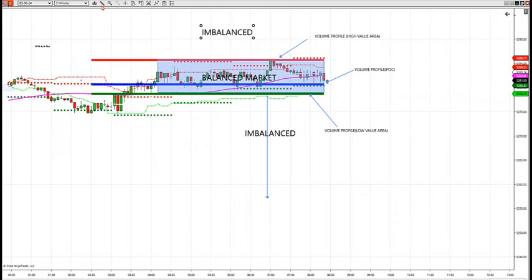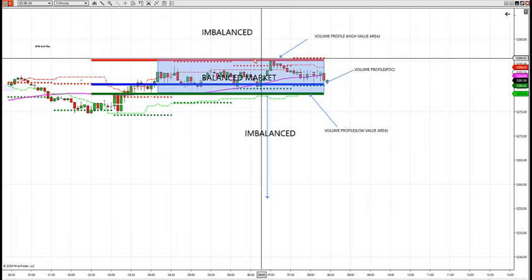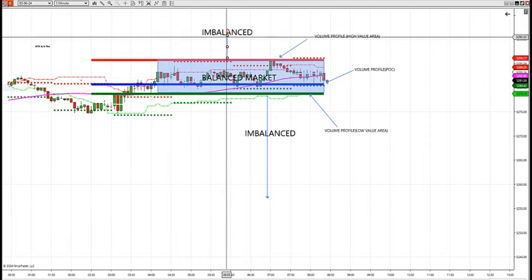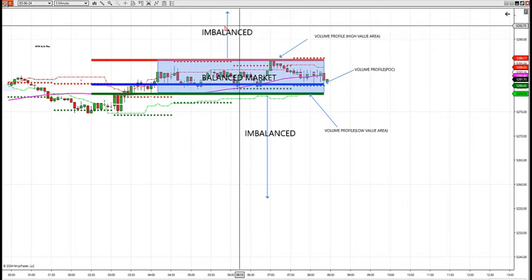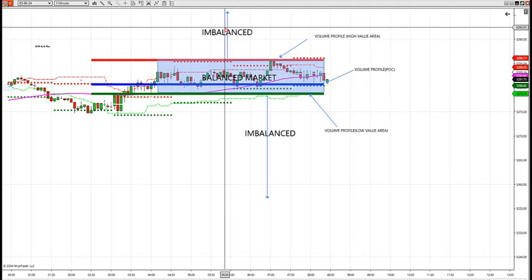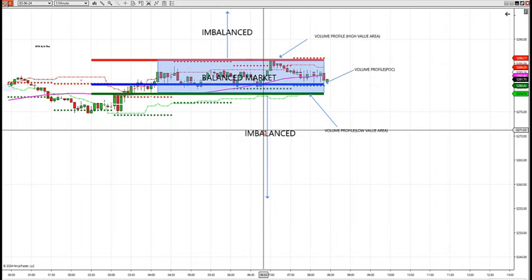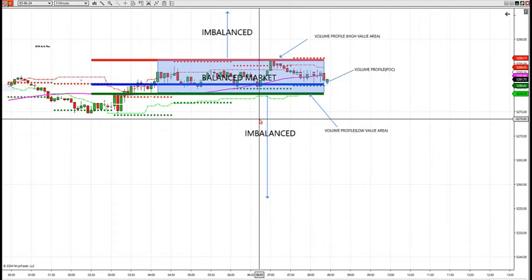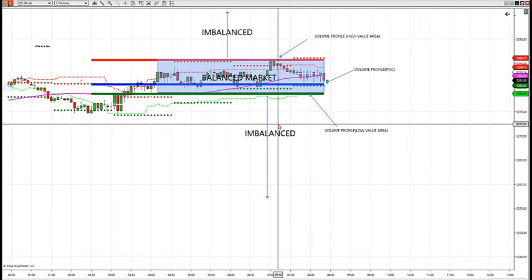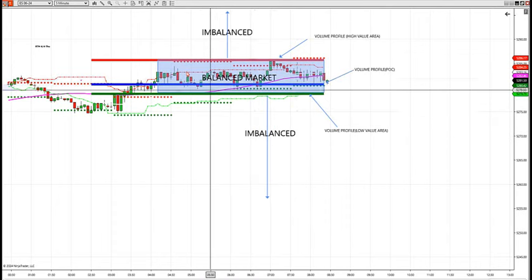If you get above high value area and start closing outside of it, the market becomes imbalanced, and it's a path of least resistance. And we can see runs as far as that goes. So this is a roadmap. This will be our roadmap to let us know where the market becomes imbalanced.